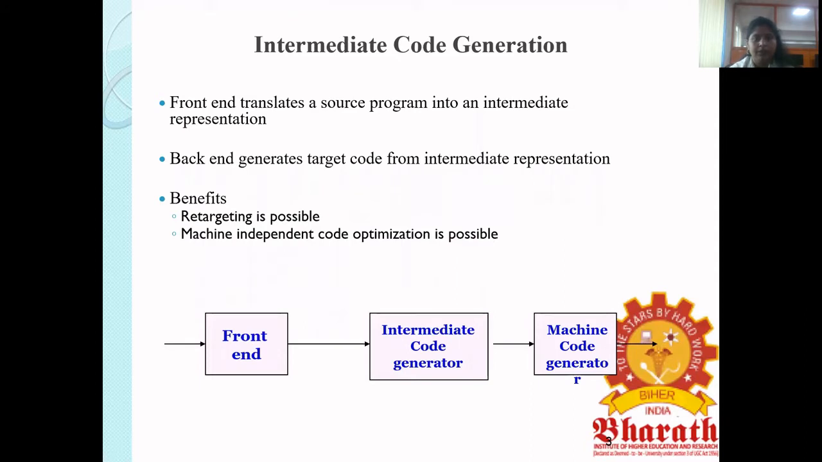In intermediate code generation, it has a front-end, intermediate code generator, and machine code generator, which will be the backend. Front-end translates the source program into an intermediate representation, and backend generates target code from the intermediate representation. Benefits of this code generation are that retargeting is possible and machine independent code optimization is also possible. So this is the importance of intermediate code generation.